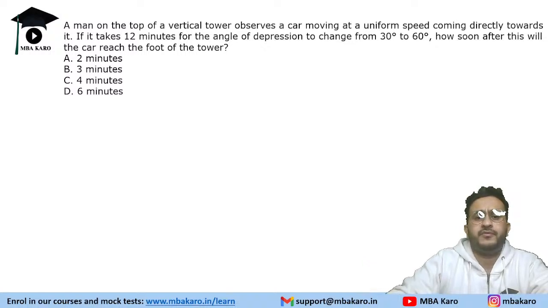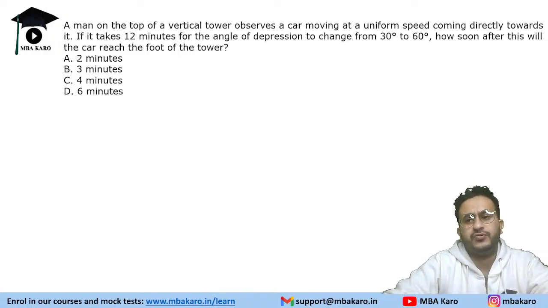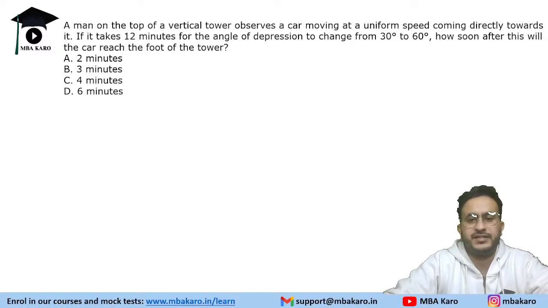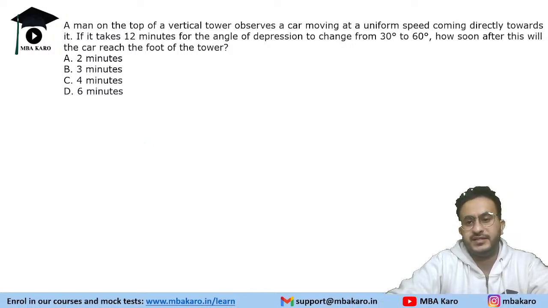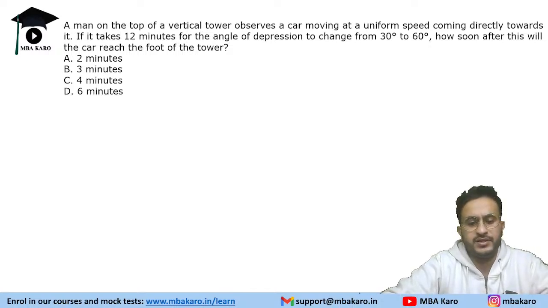A man on the top of a vertical tower observes a car moving at a uniform speed coming directly towards it. If it takes 12 minutes for the angle of depression to change from 30 to 60 degrees, how soon after this will the car reach the foot of the tower? Heights and distances was not asked this time, but you can expect it because this is one of the topics SNAP has been asking questions on. Even last year there were questions on heights and distances, and last to last year also. So it is one of the topics you can expect questions from.